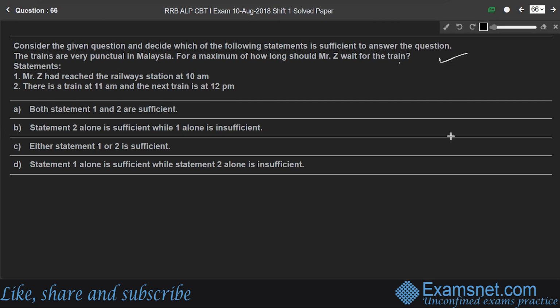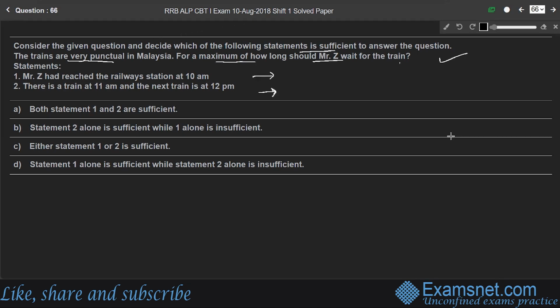Question number 66. Consider the given question and decide which of the following statements is sufficient to answer the question. The trains are very punctual in Malaysia. For a maximum of how long should Mr. Z wait for the train? Here are two statements. How many statements are required to answer the given question? Whether both are required or one of the statements is required, that we have to decide.